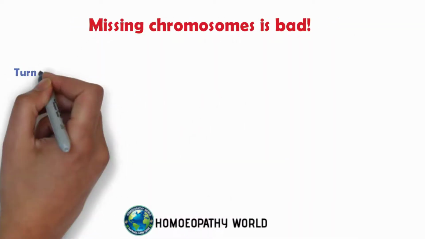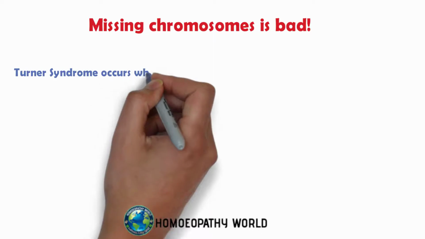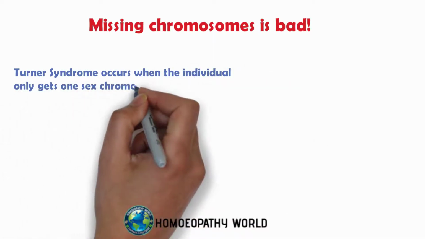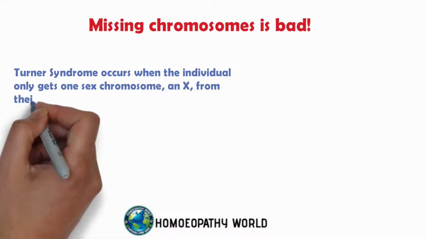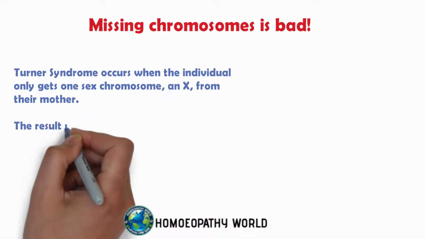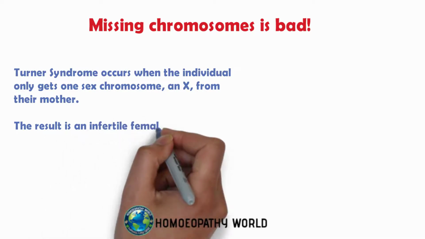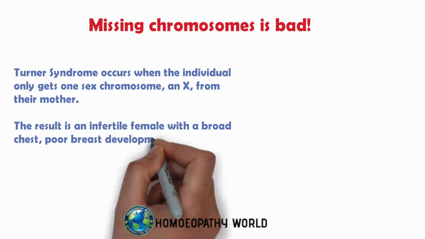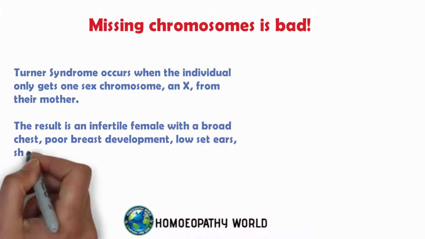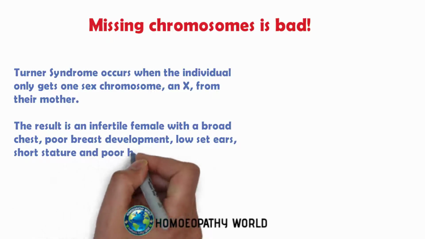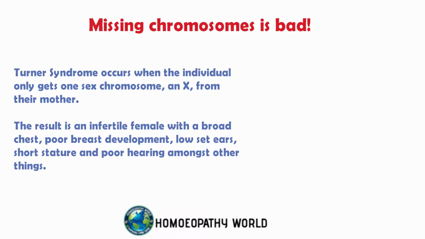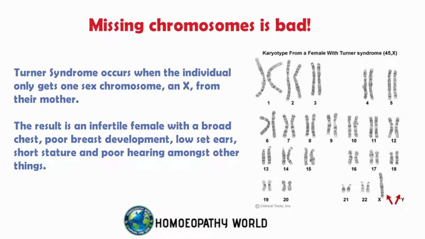Similarly, a missing chromosome is bad too. Turner syndrome occurs when the individual only gets one sex chromosome, X from their mother. The second chromosome, X or Y from the father, is missing. The result is an infertile female with broad chest, poor breast development, low set ears, short stature, and poor hearing, amongst other things. As shown in the picture, the karyotype in a female with Turner syndrome is 45X.